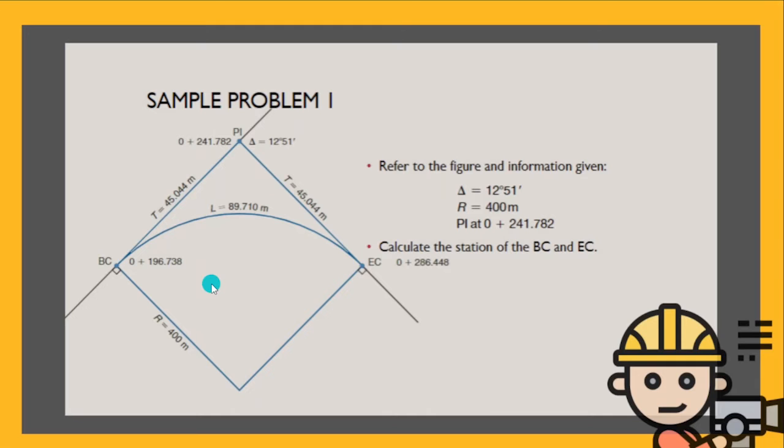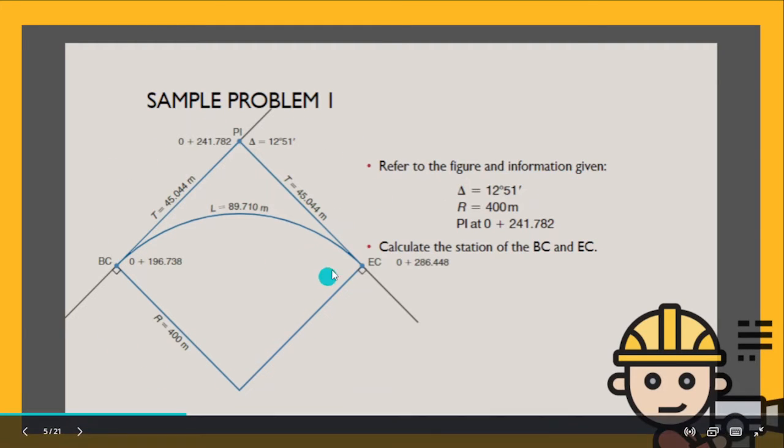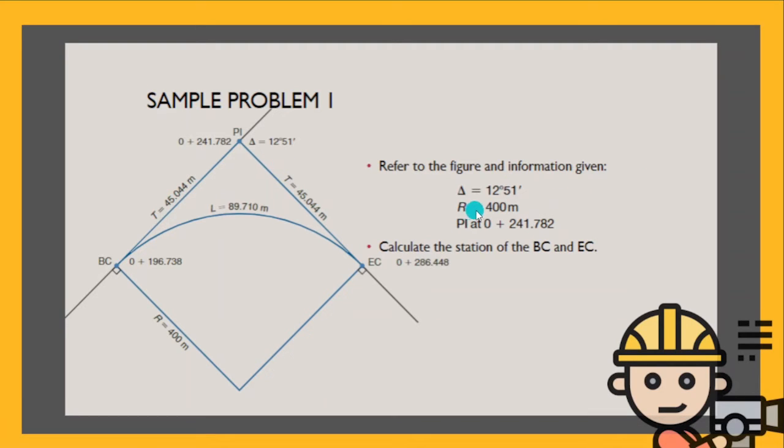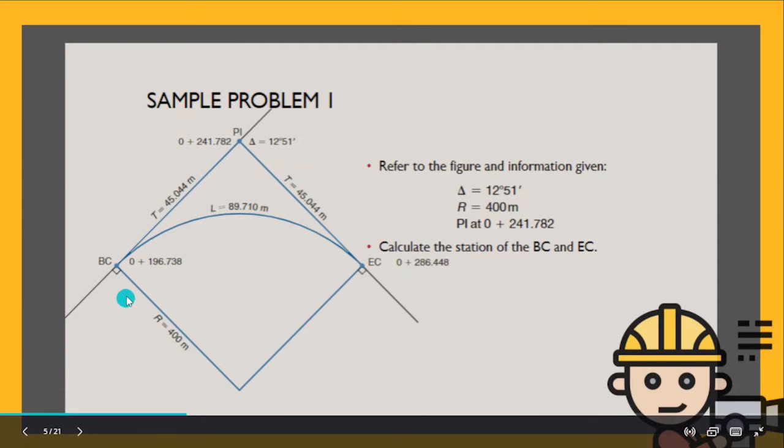So sample problem 1. Refer to the figure and information given wherein the angle is equal to 12 degrees 51 minutes, R is 400 meters, point of intersection at 0+241.782. Calculate the station of the BC and EC. This station here and this station.